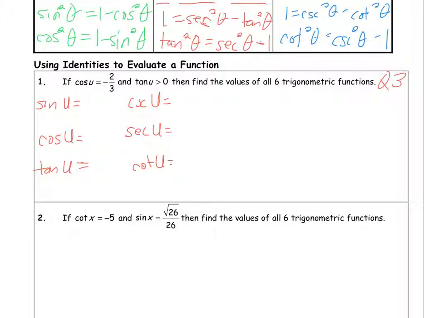Sorry about that. We already know cosine, right? We know cosine is negative 2/3. Since we know that that one's negative 2/3, we also already know the secant. We just flip it over. So it's negative 3/2.